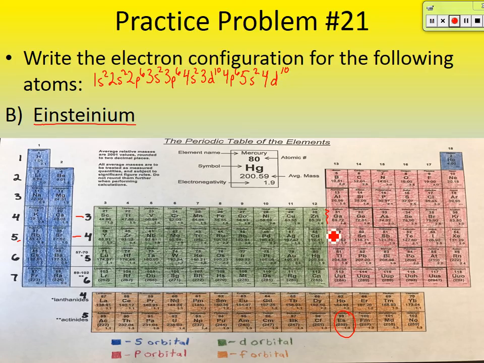Okay, now we're to right here. Come back up to 5p6. We're done with the 5th. Let's go to the 6th. 6s2. Now be careful. The asterisk is telling us to drop down, so we're at 4f. There's 14 across. Okay. Now we're to here.